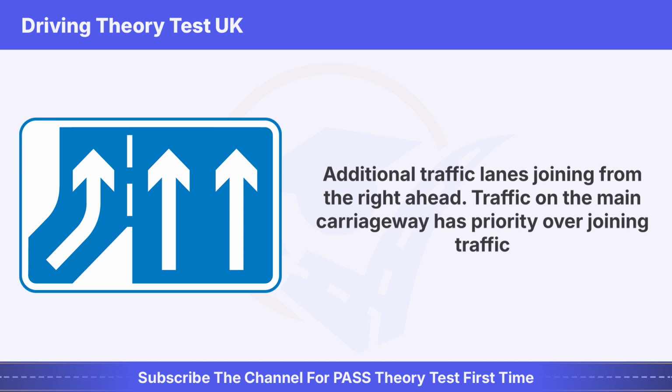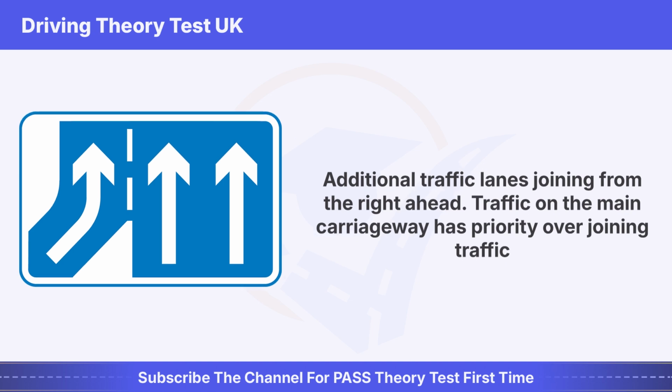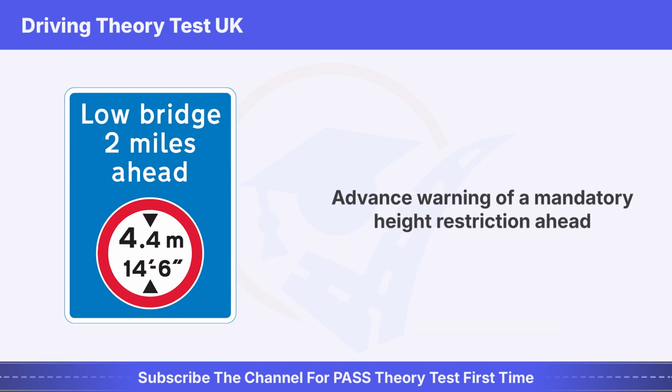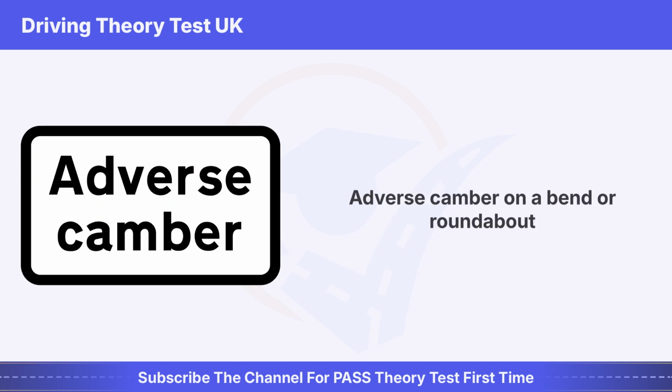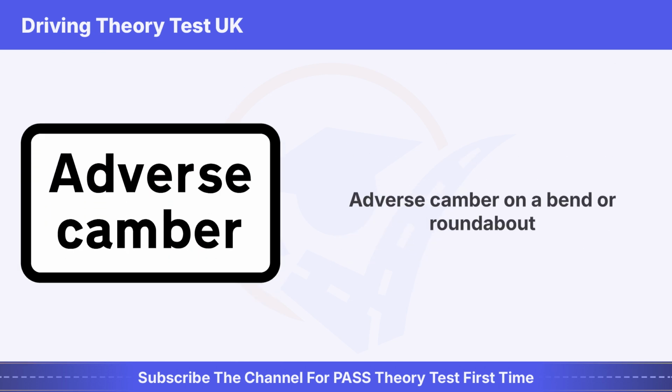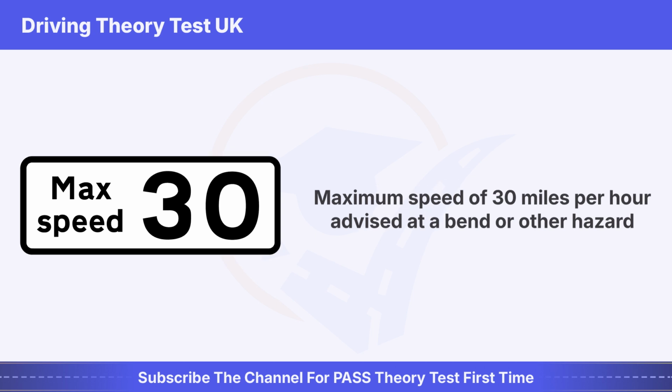Additional traffic lanes joining from the right ahead. Traffic on the main carriageway has priority over joining traffic. Advance warning of a mandatory height restriction ahead. Adverse camber on a bend or roundabout. Maximum speed of 30 miles per hour advised at a bend or other hazard.